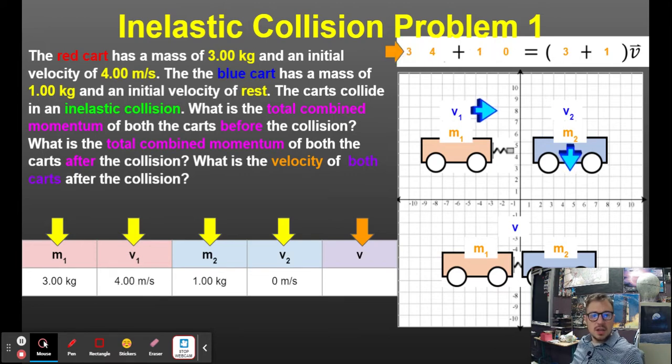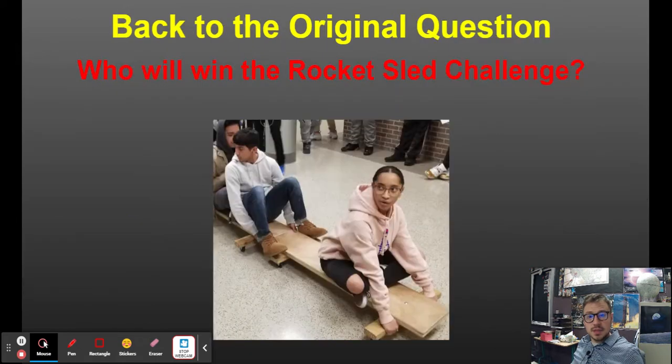You plug everything in, you can do that. Except now I only have one object. Now they stick together, so the mass of that final object is now 4 kilograms. So all I have to do is take 12 divided by 4, and I get 3 meters per second. So these carts collide in an inelastic collision, they stick together, and now it's moving at 3 meters per second because I took 12 divided by the 4 kilograms.